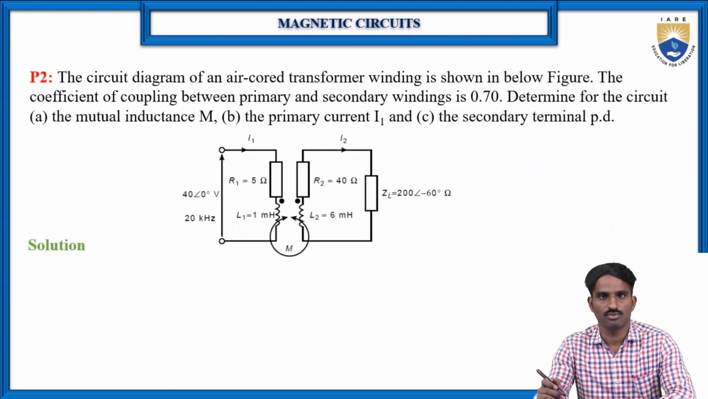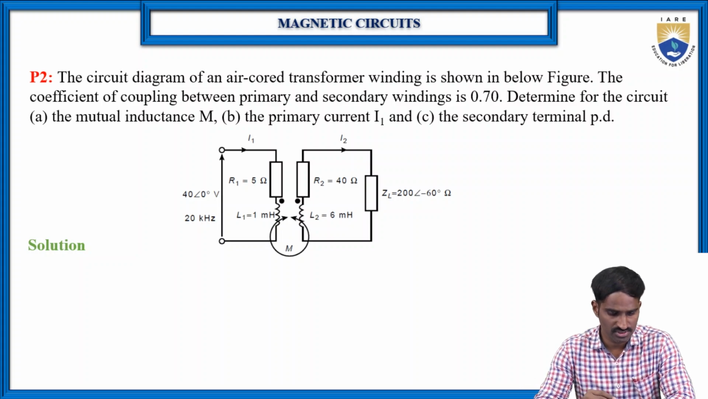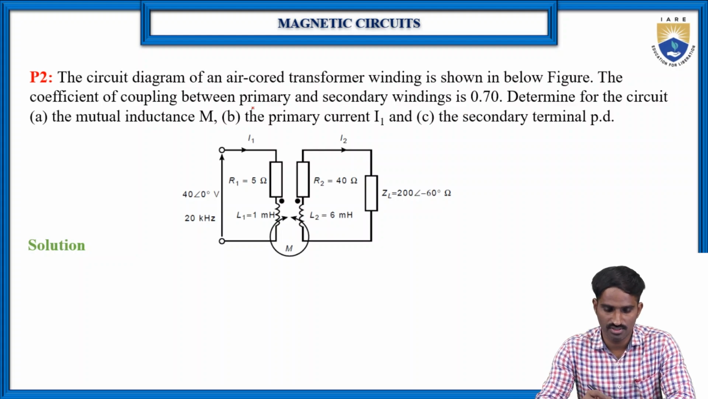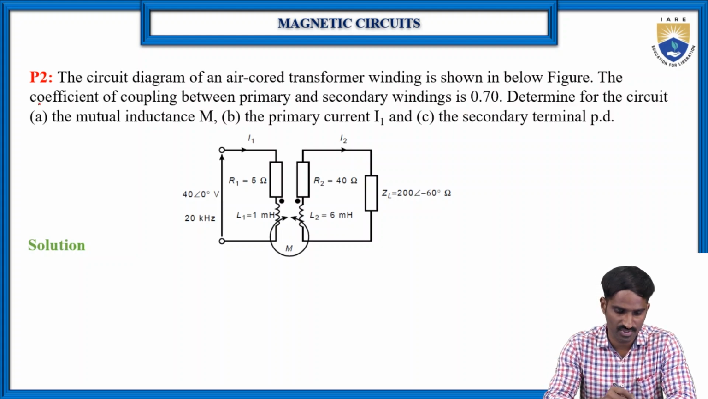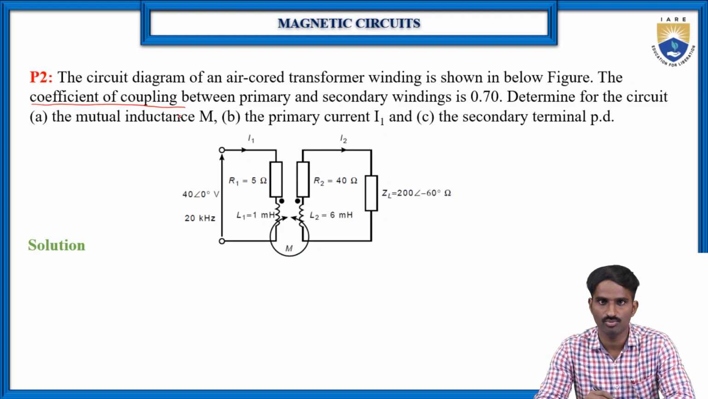Next, coming to the second problem, let me read the problem first. The circuit diagram of an air-cooled transformer winding is shown in the figure below, and the coefficient of coupling between the primary and the secondary winding is 0.70. Here, they have given the coefficient of coupling instead of the mutual inductance.